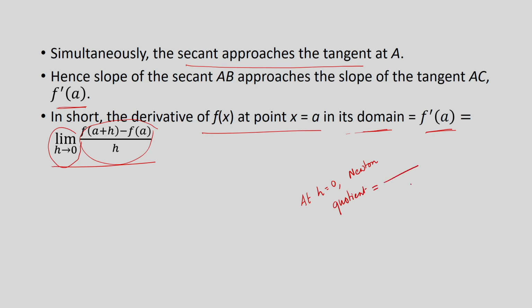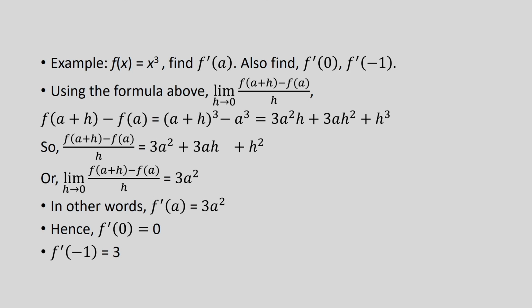It becomes undefined, because h is equal to 0, and in the numerator you have f of a minus f of a, so 0 divided by 0, which is undefined. So, we are not saying that h is equal to 0, because that will give us a quantity which is not defined. What we are saying is that B is approaching A, right. So, in the limit h tending to 0, we are not saying h is equal to 0. We are going to talk about limits in detail later on. Now, we are just introducing the idea of a derivative.